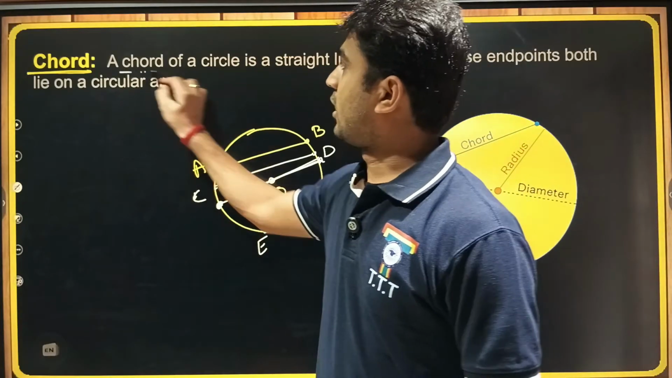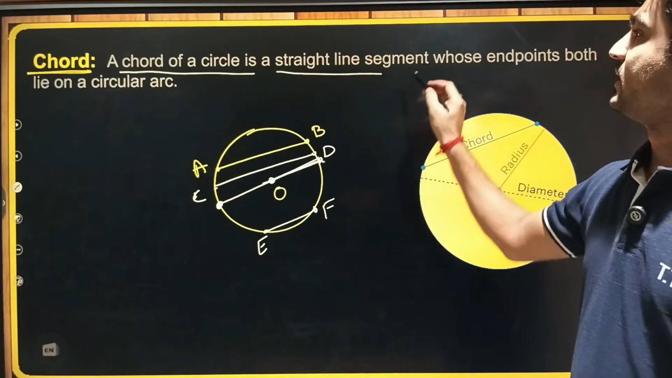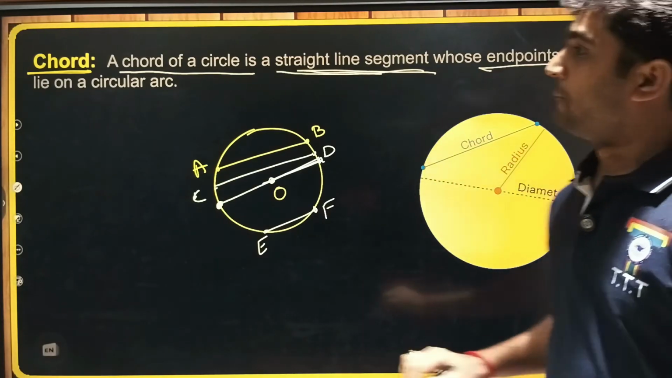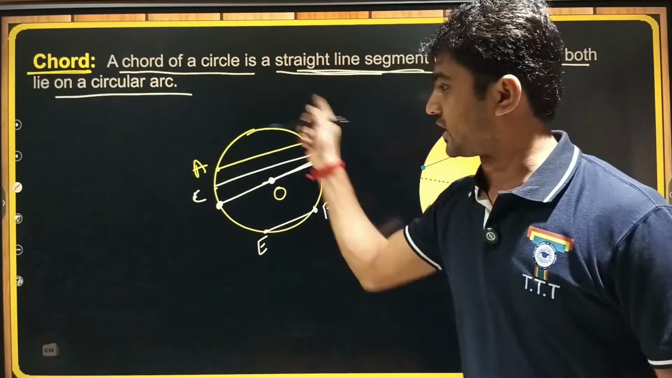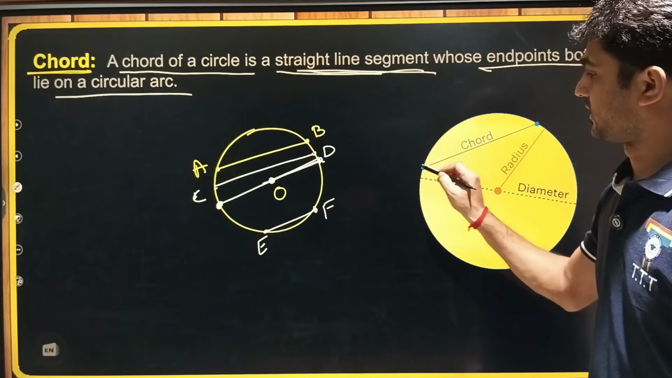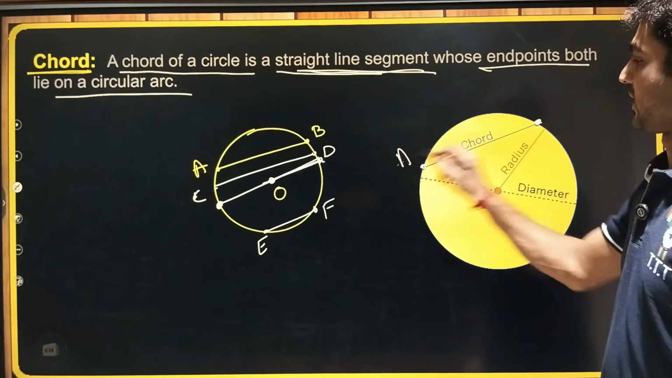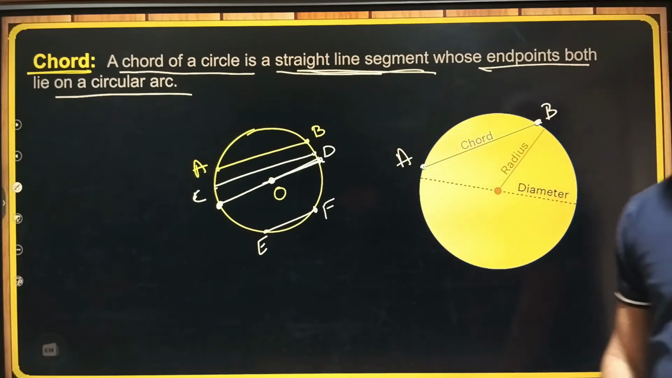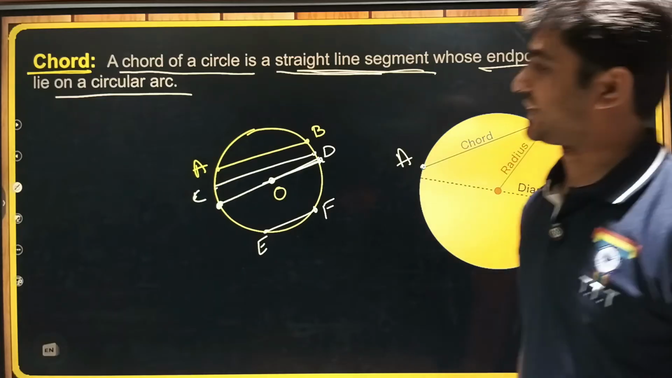Observe, a chord of a circle is a straight line segment whose end points both lie on the circular arc. On the circular arc they lie. Let's take a point here and a point here. Let me call them A and B. This is a chord. Okay, guys? That is a chord.